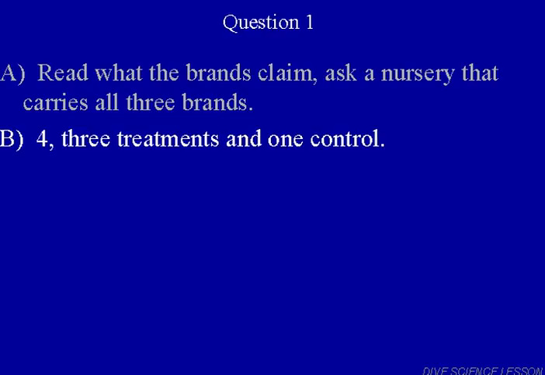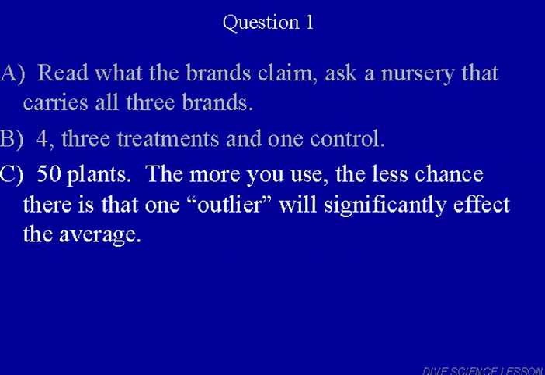Then question C, would it be better to use 5 or 50 rose plants in each group? Well, it would be better to use 50 plants. And the reason for that is the more that you use, the less chance there is that one outlier will significantly affect the results. If you just had 5 roses and maybe one of them died, that would be considered an outlier. Or maybe one of them just grew like 5 times as fast as the other ones. That would mess up your average a lot more than if you had 50. If you had 50 roses and one died, you still have 49 roses to get your average results from.